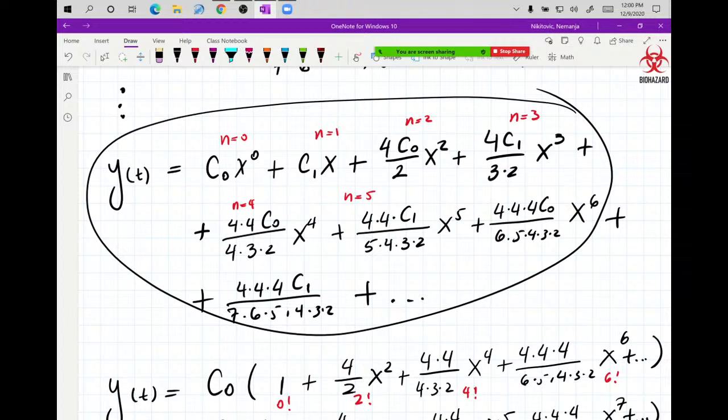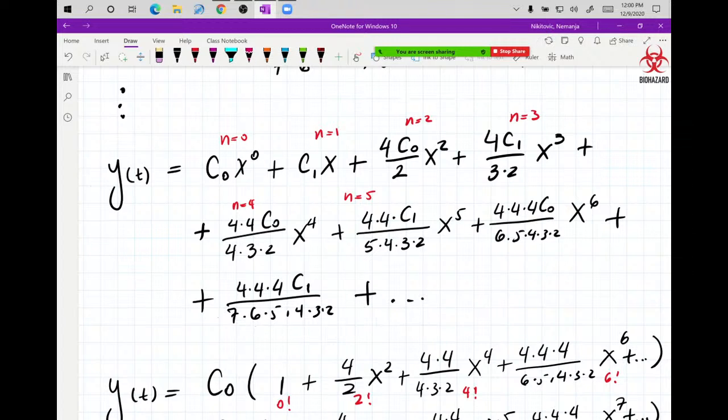All right, so we got the solution, and we got the solution to match exactly with what we had over there.